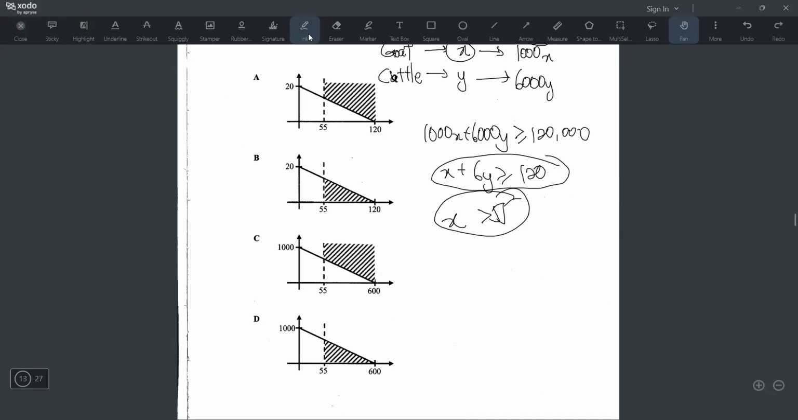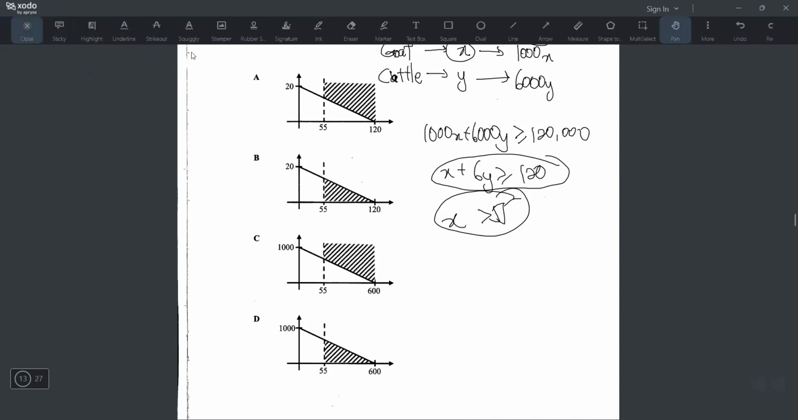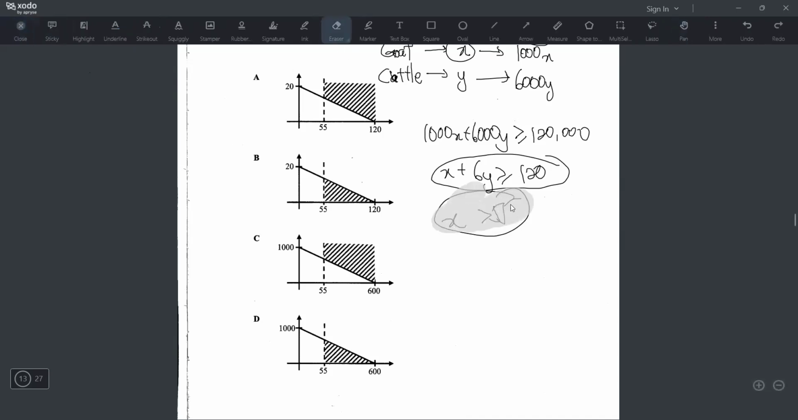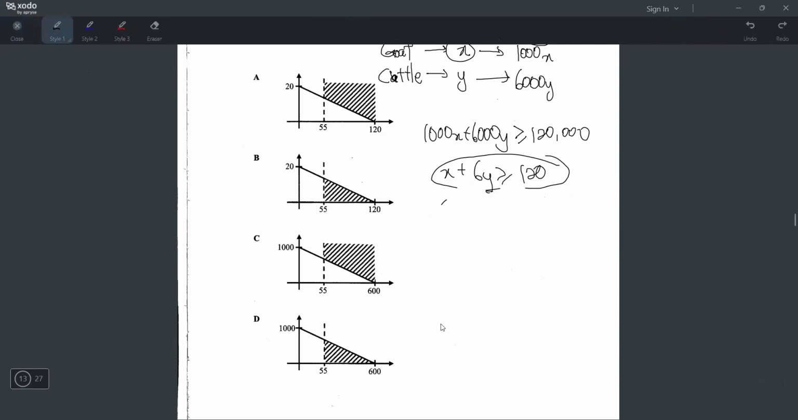Okay, very simple. This X 55 I will erase for now, and write it down here. So what I will do now is change this to equal first. Saya akan tukar simbol ni jadi equal dulu. Kenapa tukar jadi equal? Why change to equal? Because I want to get the garisan now. So, ingat benda ni. Equation adalah garisan.